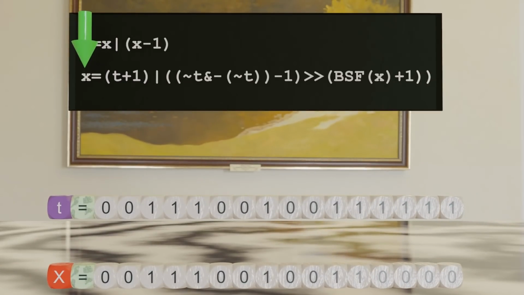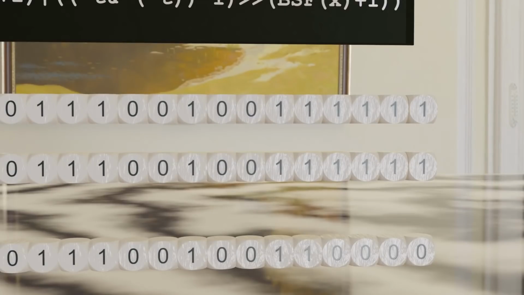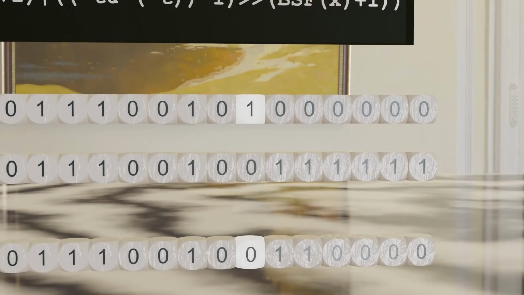And moving on to the second line, the first thing that we see here is t plus 1. T begins with just a block of 1s. If we add 1 to that, what's going to happen is that a 1 is going to pop into the first available 0 spot in X. Not including any of the trailing zeros.